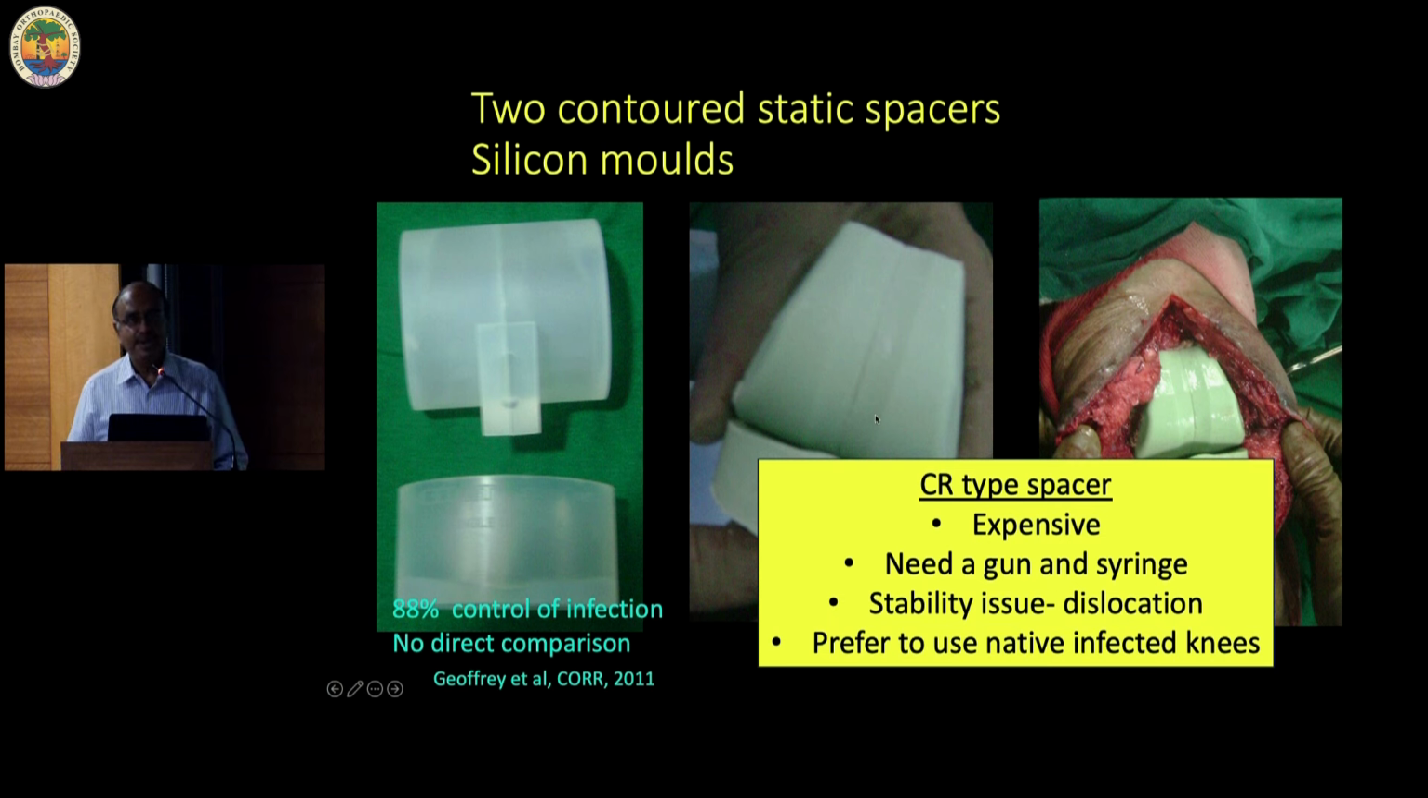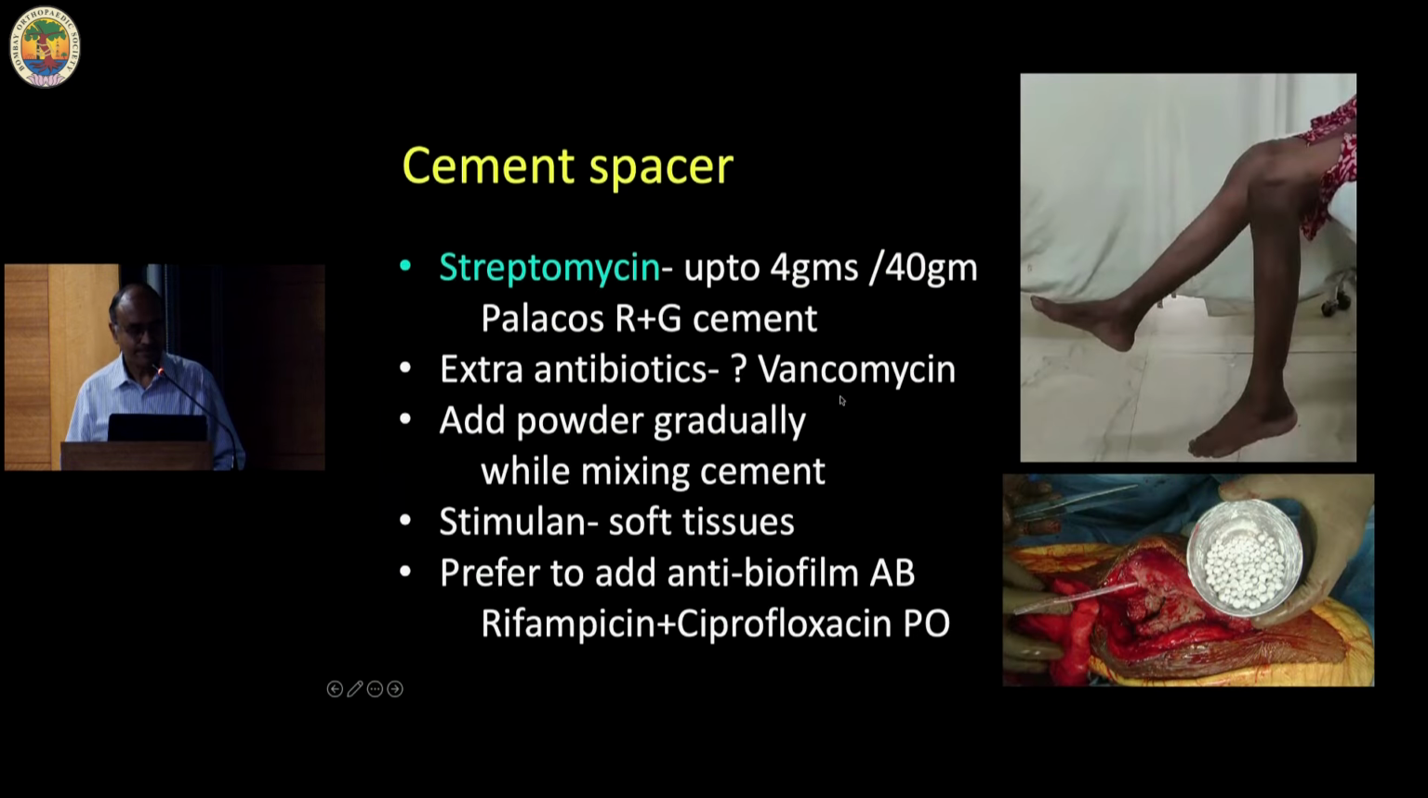Stability is an issue with this kind of spacer, because there is no post, and hence there is a possibility of dislocation. So we prefer to use it in native infected knees, either tuberculosis or pyogenic infection.